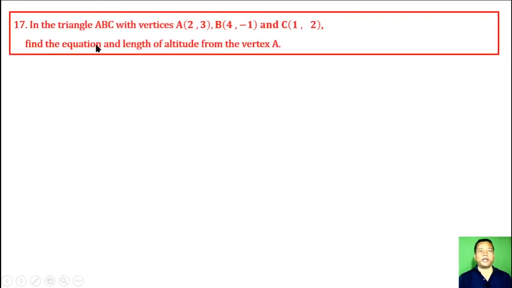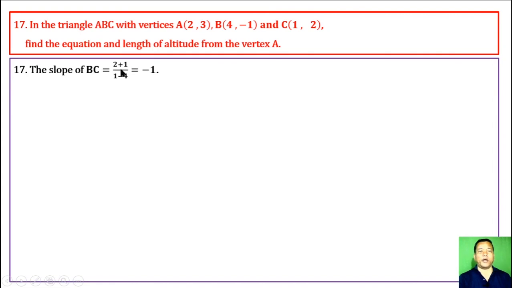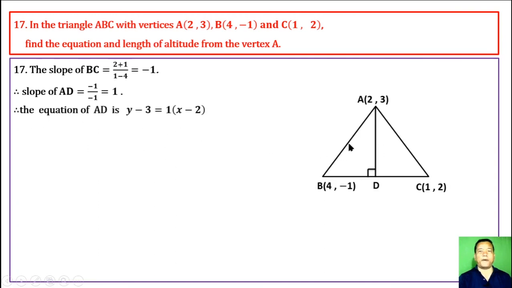17. In the triangle ABC with vertices A (2, 3), B (4, minus 1) and C (1, 2), find the equation and the length of the altitude from the vertex A. The slope of BC is y2 minus y1 divided by x2 minus x1, which gives minus 1. As in this picture, the slope of AD, which is perpendicular to BC, is minus 1 divided by the slope of BC, that is minus 1, so we get 1. Therefore, the equation of AD is a line passing through A (2, 3) whose slope is 1. Applying this, we get this.